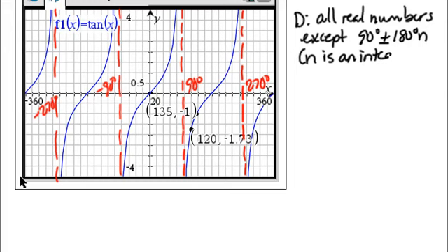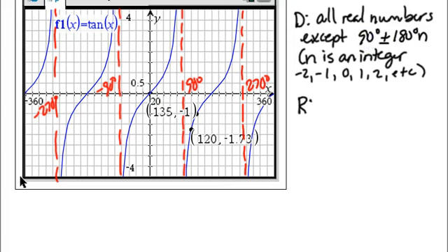In other words, n could be -2, -1, 0, 1, 2, etc. So if n is an integer, I don't even really need the negative sign. I can just say 90 plus 180n, and that would include 90, and I can add or subtract all multiples of 180 to either add or subtract them from 90.